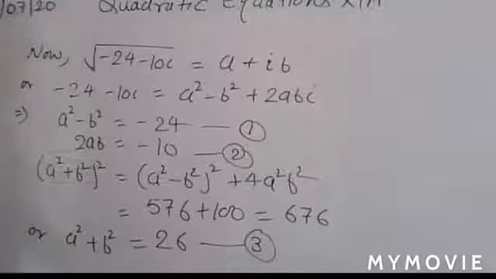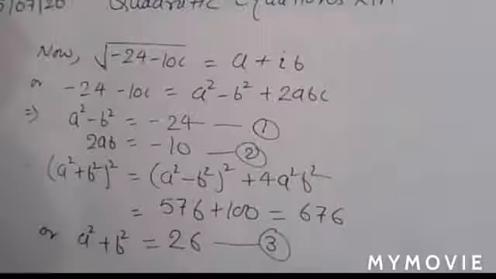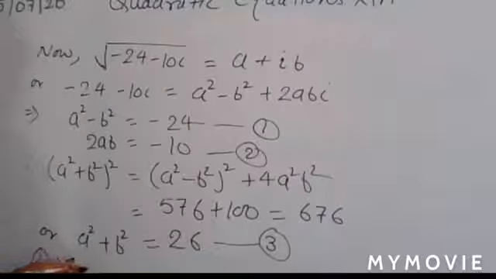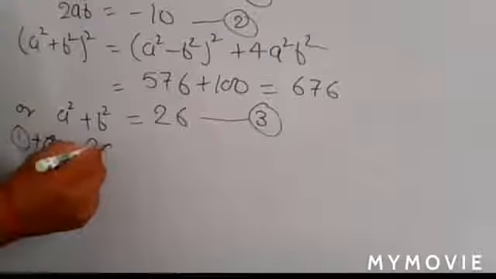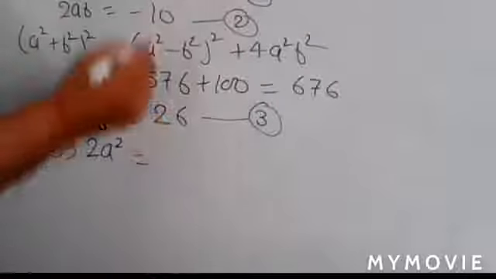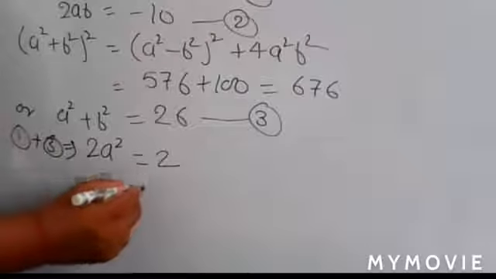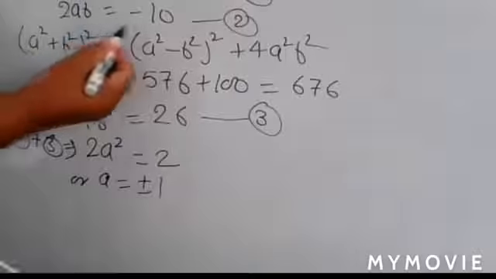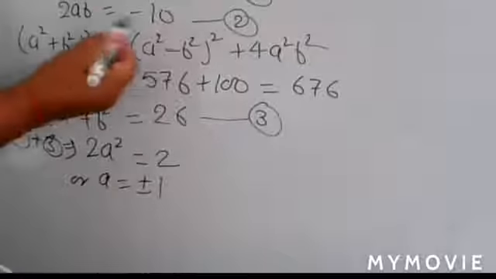Okay. So if you have all that equation, now adding first and third, 2a square is equal to 2. So the value of a is equal to plus minus 1. And here you see that the product of a and b is negative. So if a is positive, b becomes negative, and if a is negative, b is positive.